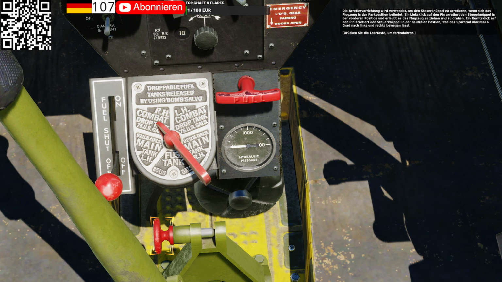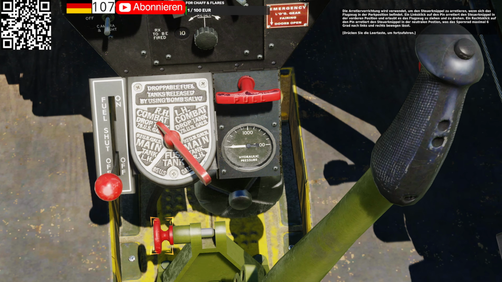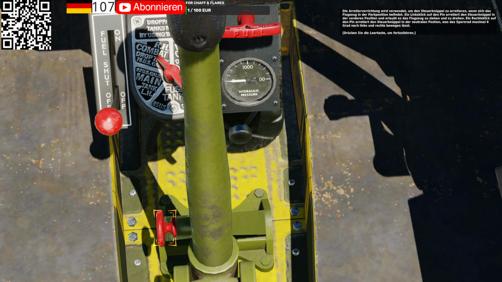The surface control lock is used to lock the control stick in place when the aircraft is parked. Left-clicking over the pin locks the stick in a forward position, which leaves the tail wheel unlocked and allows the aircraft to be towed and turned easily. Right-clicking on the pin locks the stick in the neutral position, which leaves the tail wheel limited to 6 degrees of turn.